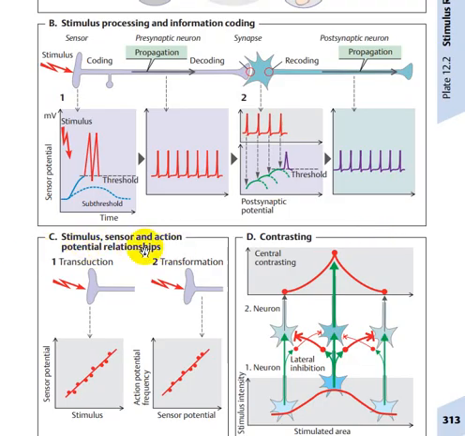So now the next part is the stimulus, sensor potential and action potential relationship. At this portion, you have transduction, you have transformation. You need to know very well that the stimulus and the sensor potential are directly proportional, but the stimulus and the action potential are not directly proportional.